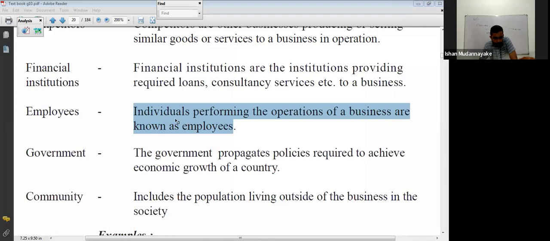Employees. Individuals performing the operations of a business are known as employees. They perform business organization activities. Okay, they are all employees. Individuals performing the operations of the business. Employees. All right. And then government.